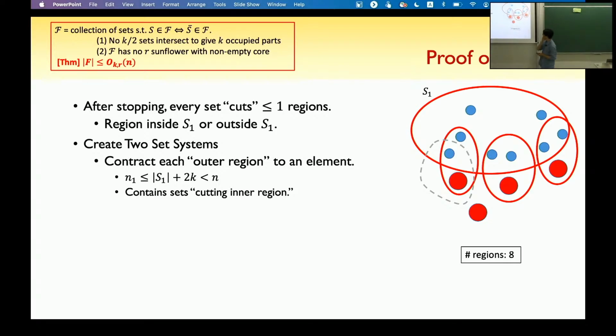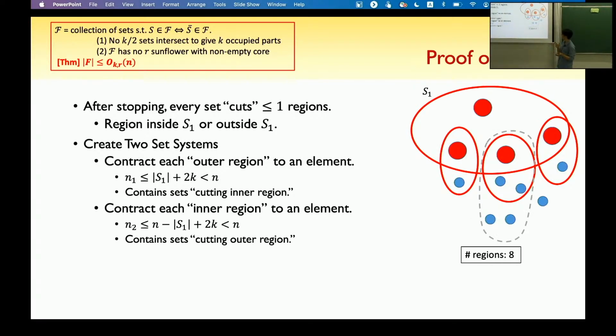The second set system is constructed in a somewhat symmetric way. It contains all the sets cutting an outer region, for example this set cutting the outermost region. Then we're going to contract each inner region to an element. Again, the number of vertices in the second set system will be strictly less than n.